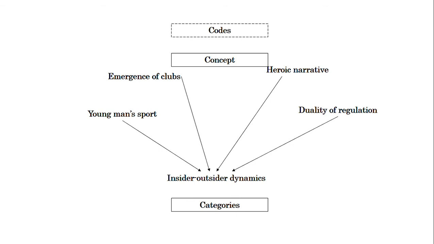However, when you combine all these concepts together, then you create a category which is theoretically drawn, theoretically embedded, and this category would look like the one I am suggesting here, which is insider outsider dynamics. So you have to understand that the whole process of codification involves refinement of the codes, or refinement of the information that you collect from informants or reports or speeches or videos and so on.